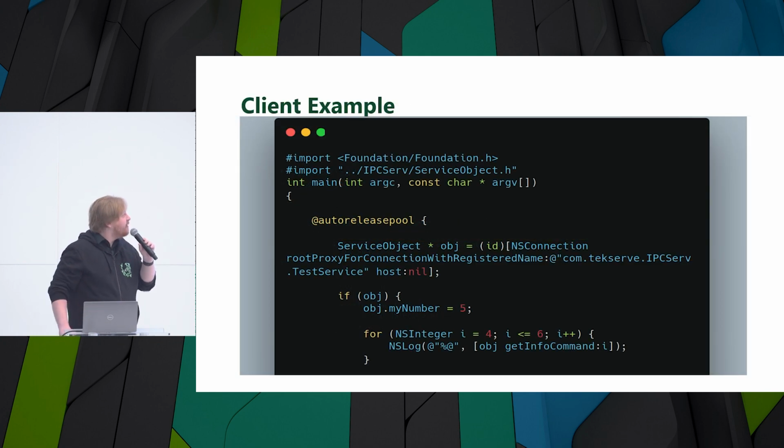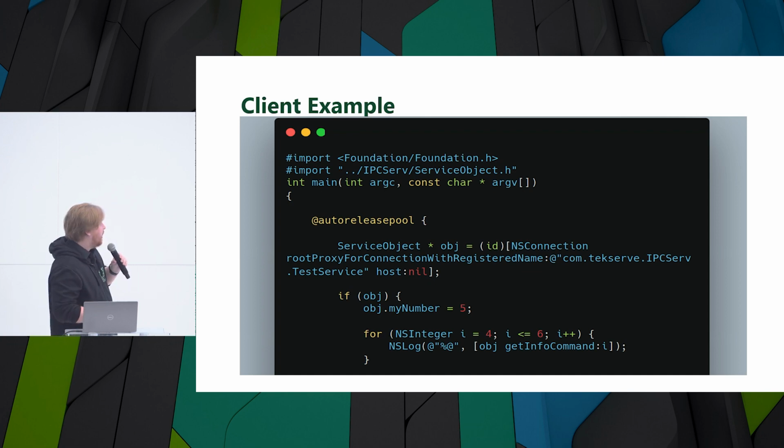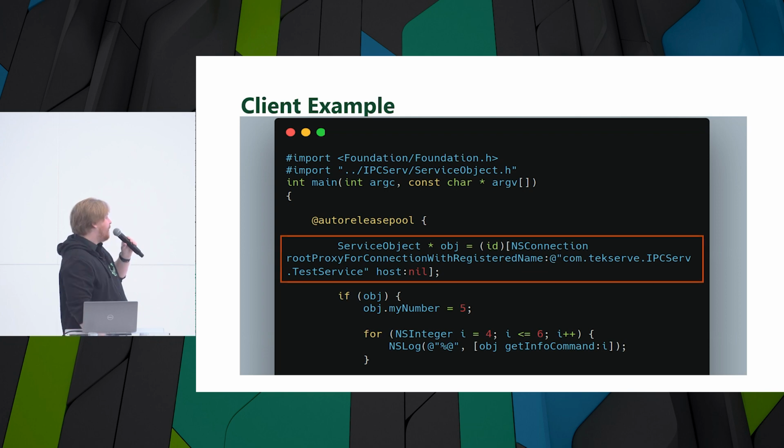If we look at a client, it's very easy to use this. You import the definition for your service object. You then create an NSConnection with the registered name. And if you can successfully connect to the service on the other side, you get back a pointer. If not, it's null. And then finally, you can call object getInfoCommand and pass it an integer. So essentially, we need two things to be able to reproduce a malicious client for the service: the definition of the service object, as well as the service name.